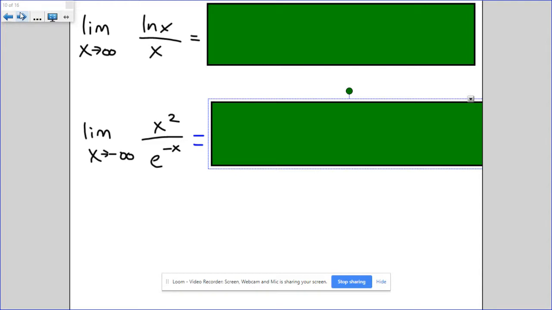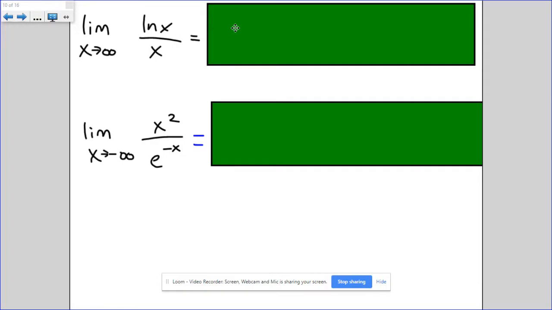Okay, so now let's switch gears and look at ones where we're approaching infinity. So on this one, as x approaches infinity, natural log of x is also going to approach infinity. As x gets big, the top gets big. As x goes to infinity, x goes to infinity. So both the top and the bottom are going to infinity. That is an indeterminate form because we know they're both growing and growing forever and ever.